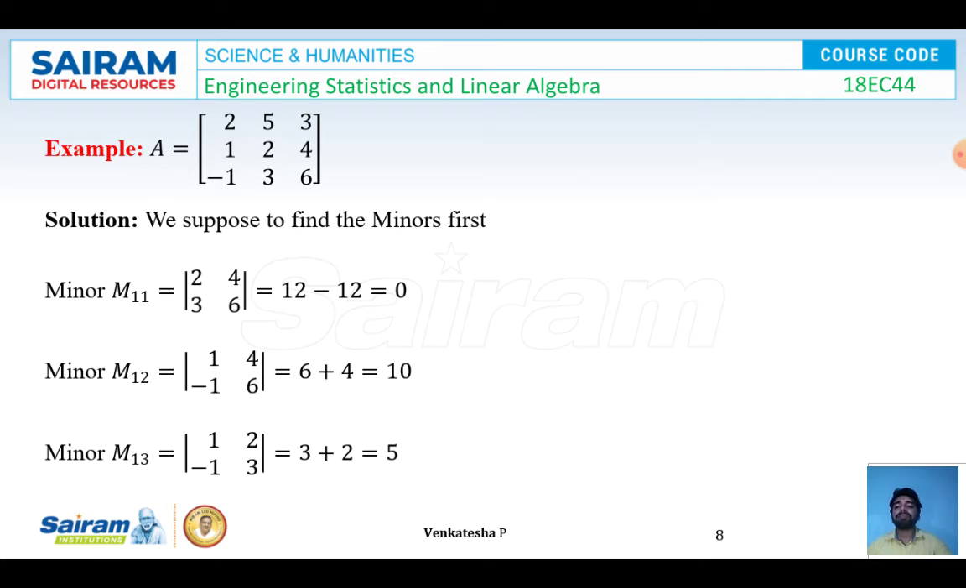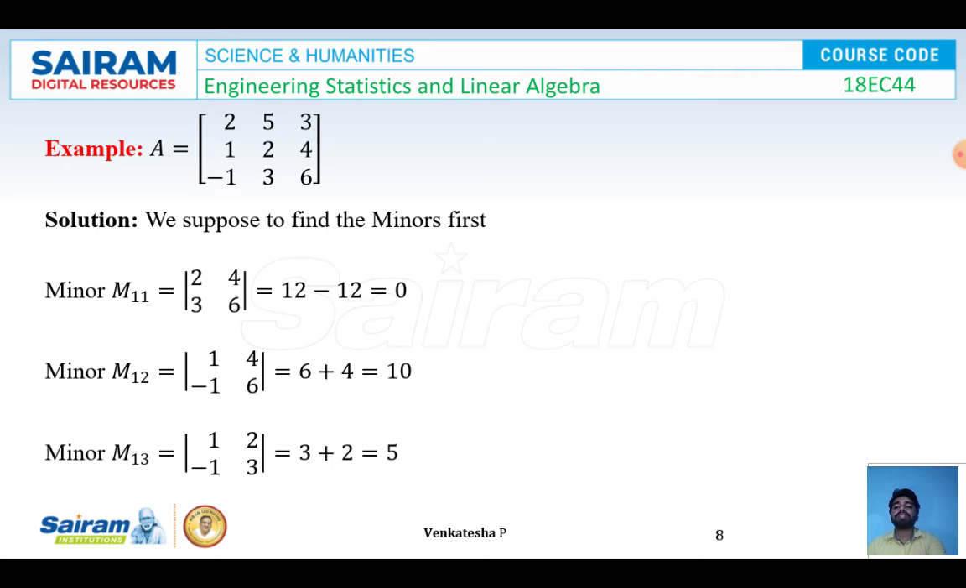The example has been given: A is equal to 2, 5, 3, 1, 2, 4, minus 1, 3, 6. Now for this matrix we have to find the cofactors. Before finding cofactors, the first thing is we have to find the minors of the matrix A. So I'll be finding the minors.